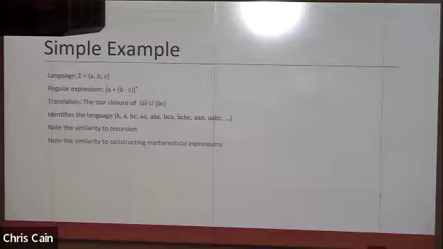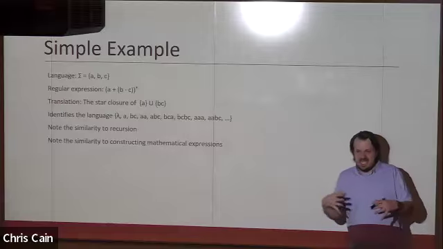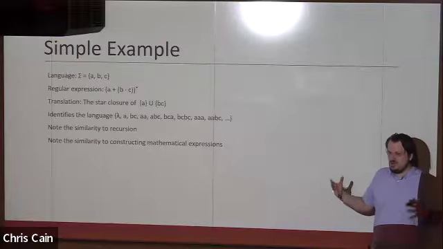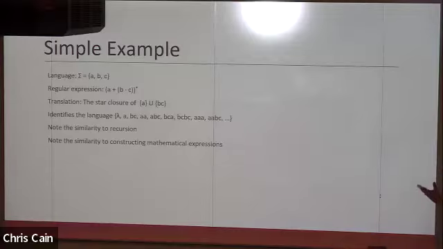All right, similarity to constructing mathematical expressions. There's an order of operations here. And we'll describe exactly what that order of operations is, but they're given mathematical operations, the union and the concatenation representing plus and times because the order of operations maps. That's the reason we do that. Multiplication comes before addition in an order of operations. Concatenation comes before union.